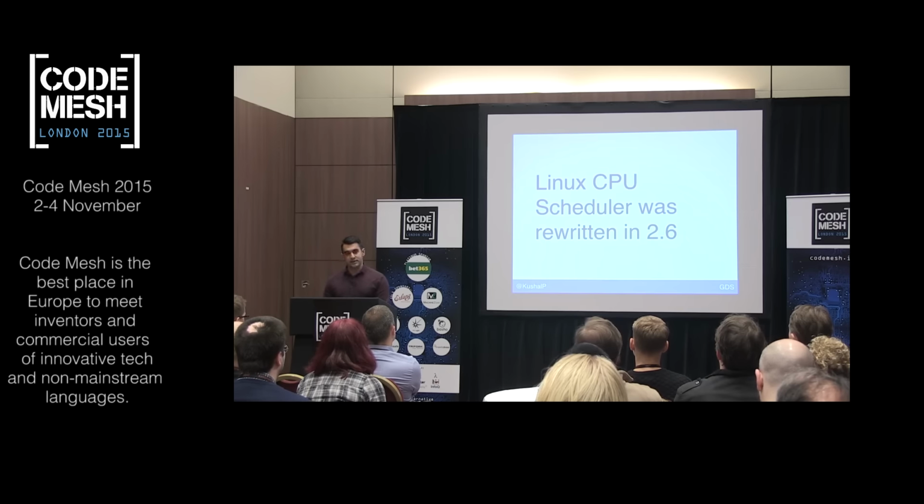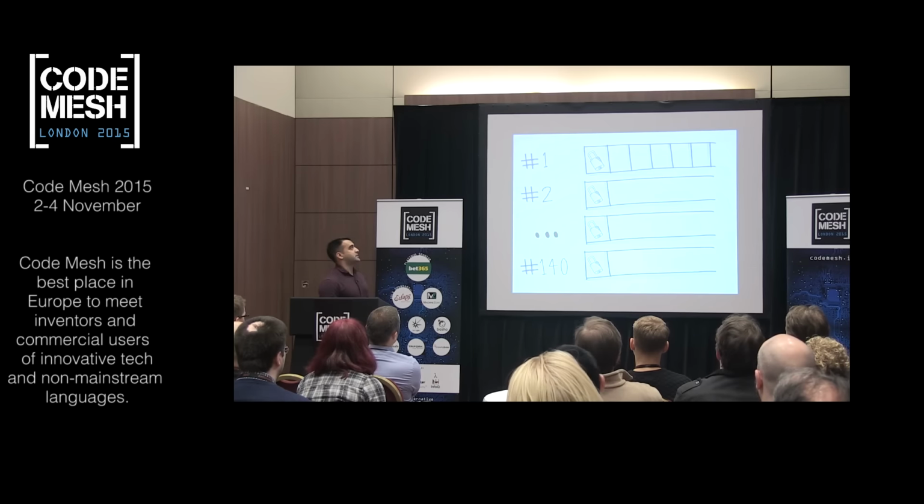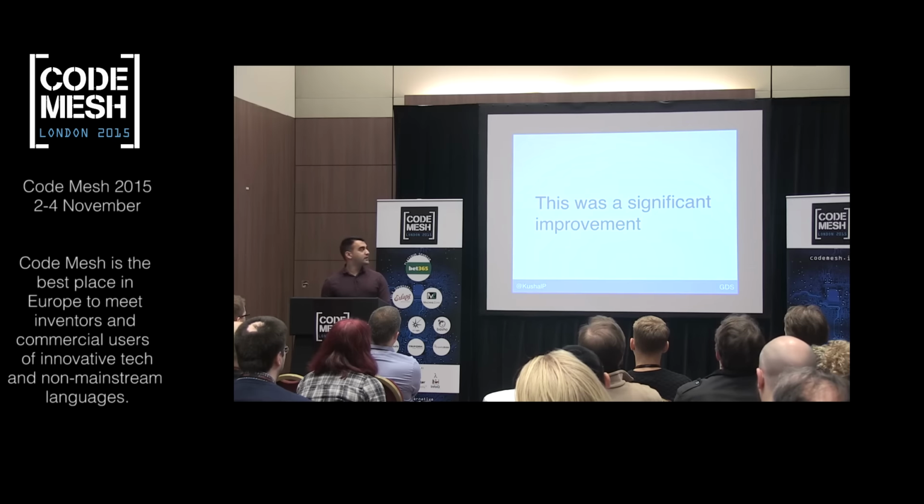The goal was to easily handle multiple CPUs and to perform independently of load. So instead of this structure of a single lock and a big list, it did something that looks like this. It took the priorities that you have for various different processes, which are 1 through 140, and it gave each one its own queue and each one its own lock. This was a significant improvement, but it wasn't great.